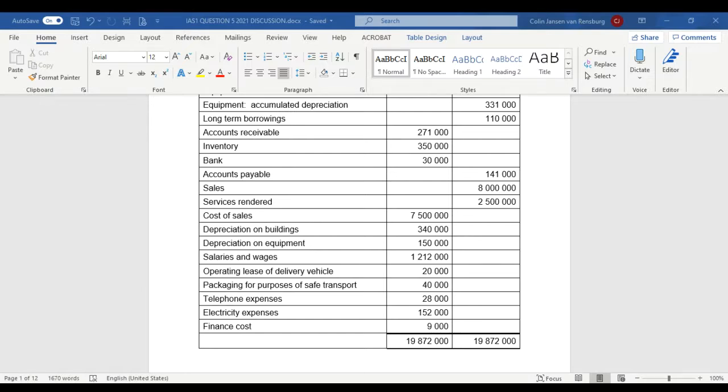Okay. Now, if we have a look at this trial balance in front of us, we can see there things like depreciation on buildings, depreciation on equipment, salaries and wages, operating lease. So those expenses, thank you, Glody, as well. Are they presented to us on the nature method or on the function method, as we see it there in the trial balance? Nature or function?